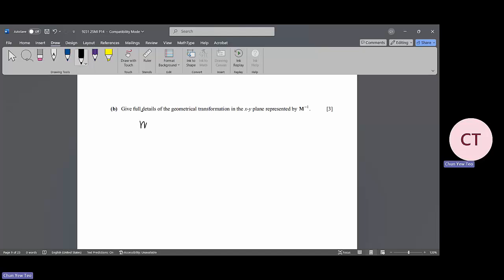So M is equal to BA. M inverse is actually BA inverse, which is A inverse multiplied by B inverse. All of you should know this result. Now this M inverse will be the first transformation followed by the A inverse. So we need to know what is A inverse.